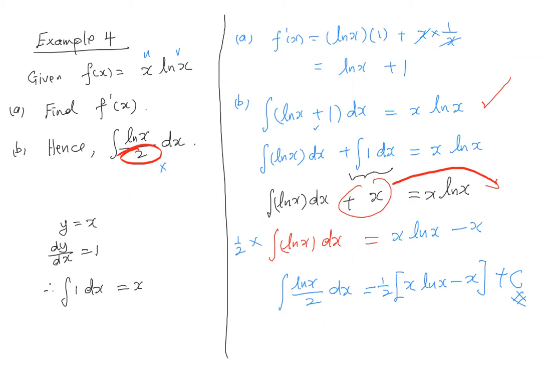Do you get me? Any next question from now onward, if you see the word hence, you must use whatever you get from part A. If you use any other method, you get 0 mark for that section. Are you clear? Do you get me? So that is something that you have to bear in mind.